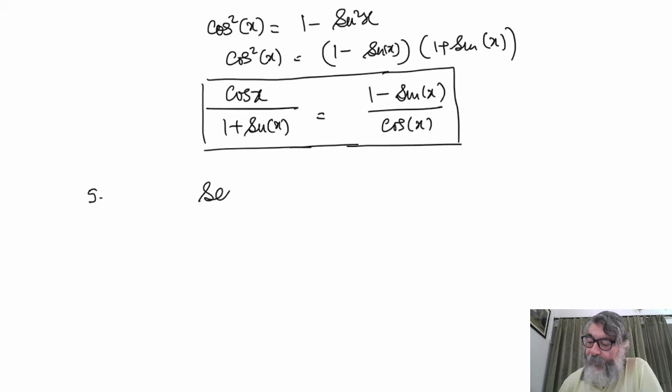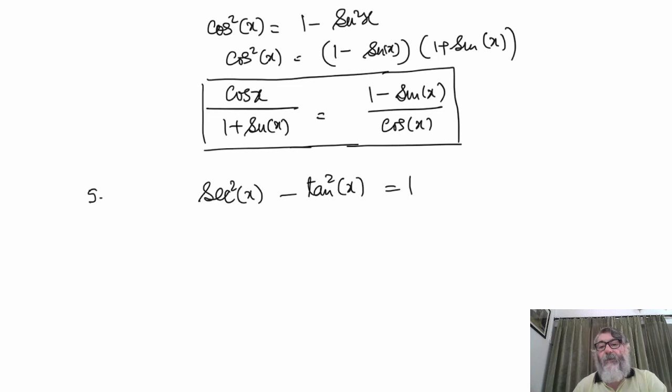Sec square x minus tan square x is equal to 1. And please remember also that trigonometry is not going to be part of this trigonometry only. It will be used in all branches of mathematics, and these formulas will be applicable everywhere. Wherever we need to do manipulation, we will be doing these manipulations. Sec square x minus tan square x is 1.